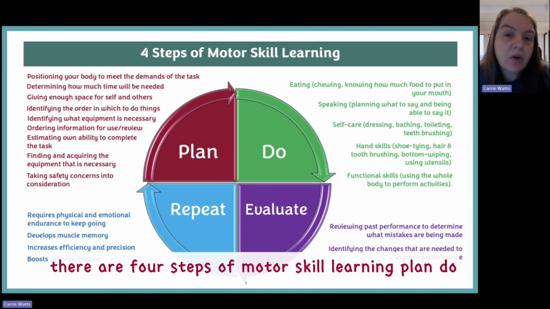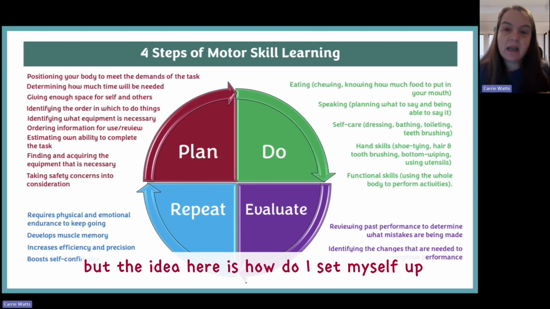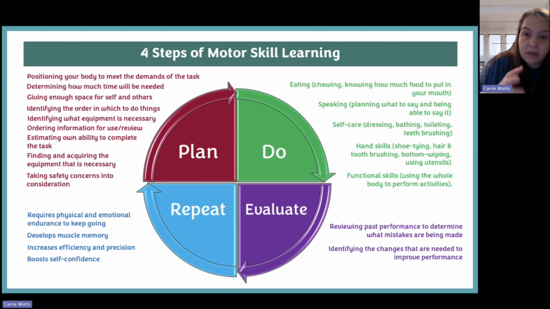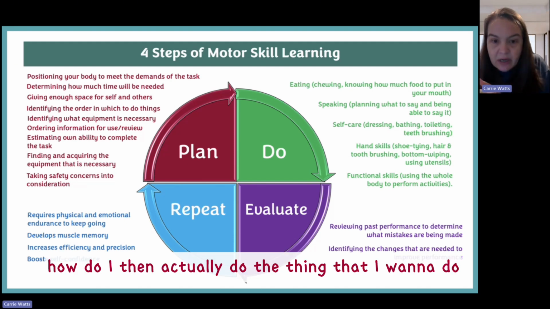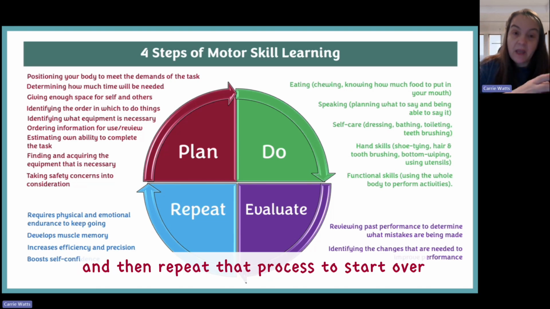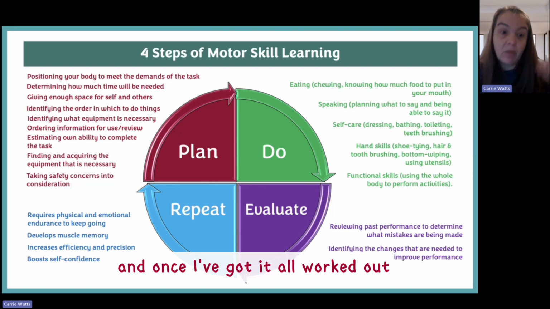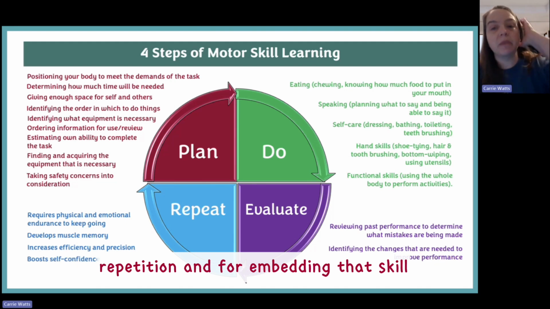There are 4 steps of motor skill learning: plan, do, evaluate, repeat. I'm not going to read through all of those, but the idea here is, how do I set myself up to be able to do this thing that I want to do? How do I then actually do the thing? I need to review how it went, make changes, and then repeat that process to start over. Once I've got it all worked out, to build my confidence, do it over and over and over, repetition, for embedding that skill.